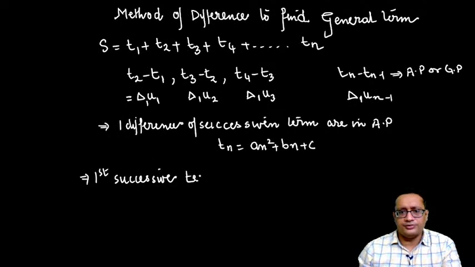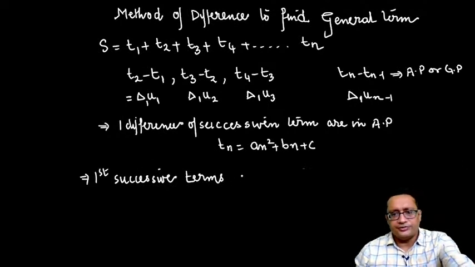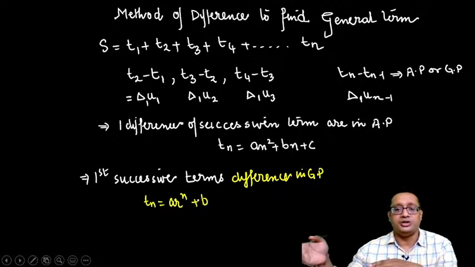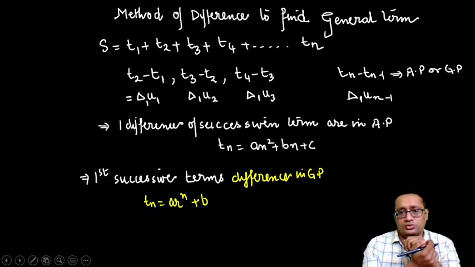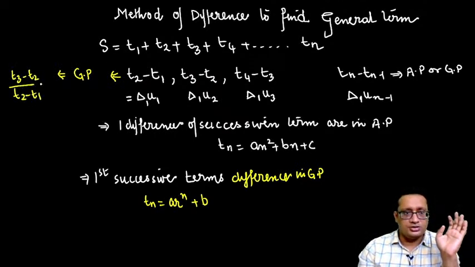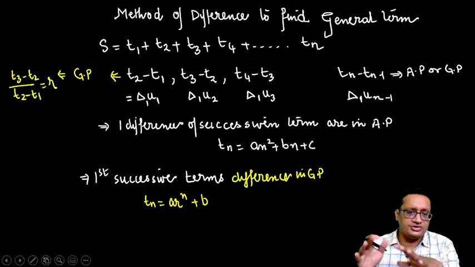If the first successive terms difference are in GP, then consider Tn is equal to A r to the power n plus b. For the GP, the common ratio means T2 minus T1, T3 minus T2, T4 minus T3, up to the last, becomes a GP. T3 minus T2 divided by T2 minus T1 is the R, the common ratio of the successive term differences which are in GP.